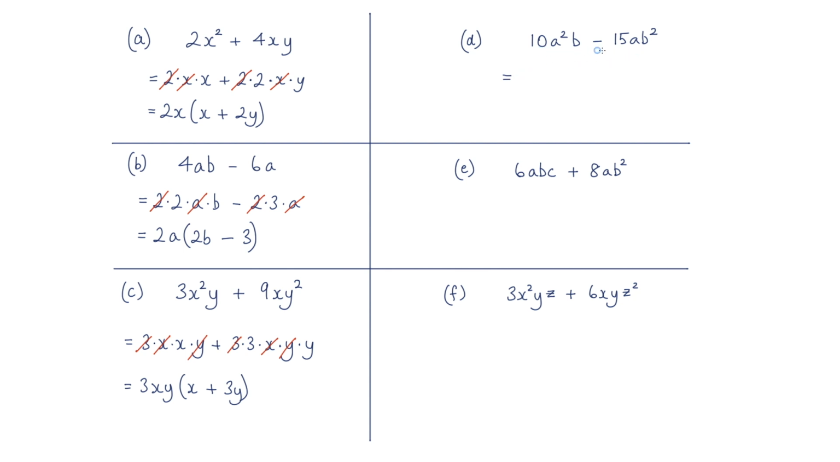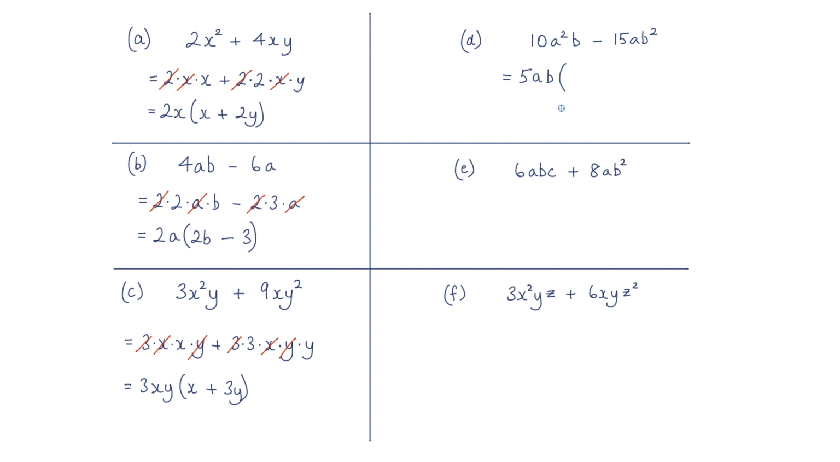Now what I'm doing is I'm looking for the highest common factor in each of these terms. And I do this by looking at the numbers first, the coefficients, and then each of the letters in turn going alphabetically. So what is the highest common factor of 10 and 15? Well, I know that 5 goes into 10 and 5 goes into 15, so 5 is the highest common factor. Looking at the A terms here, we've got A squared and A, so I can bring a factor of A. And then we've got B and B squared, so I can bring a factor of B.